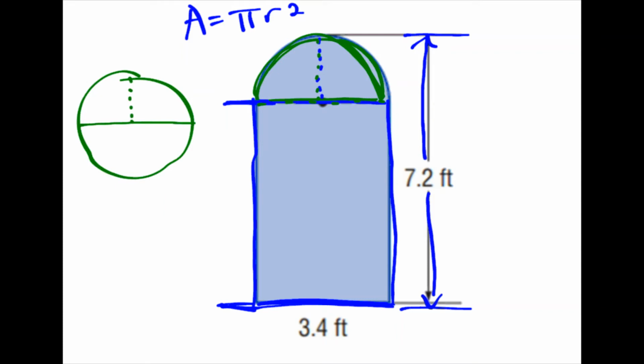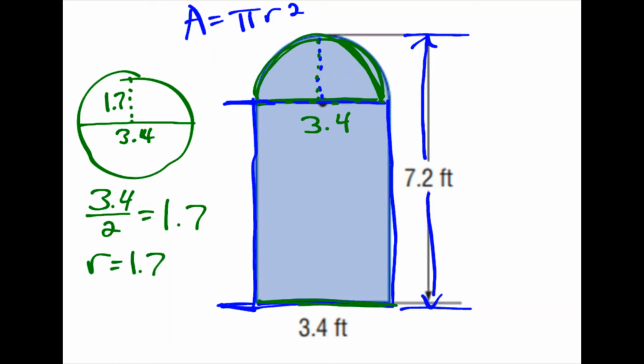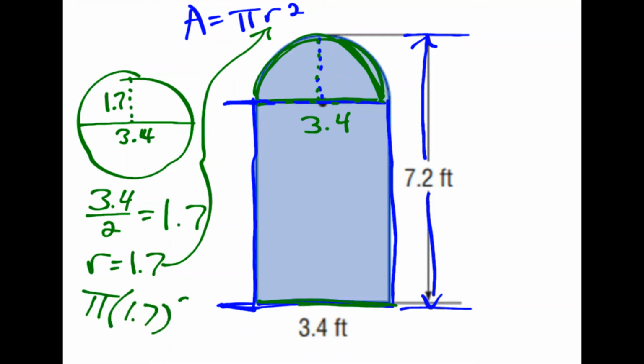It's not immediately clear what that is, but I know that the diameter is 3.4 based on the bottom side of that rectangle. If the diameter is 3.4, then the radius is that divided by 2, which is 1.7. So my radius is 1.7. That's what I'm going to plug into there. Pi times the radius squared. So that'll tell me the area of just that circle.